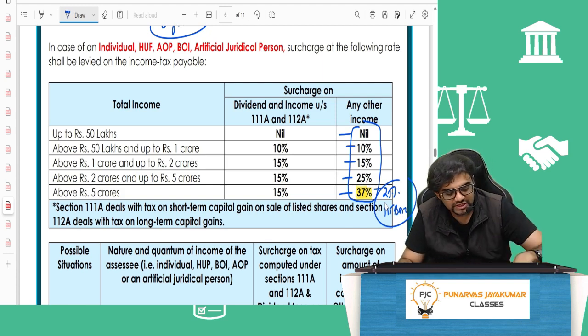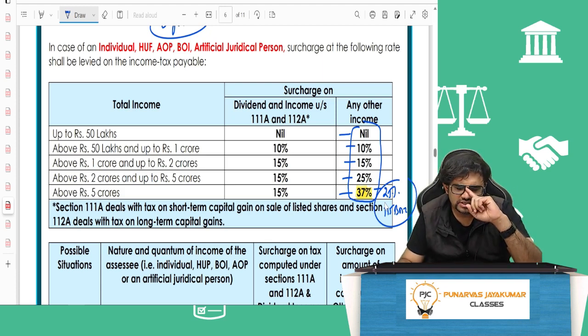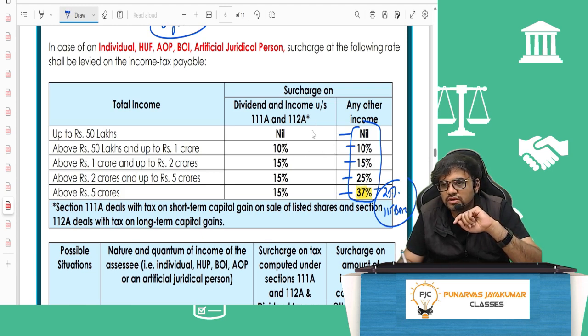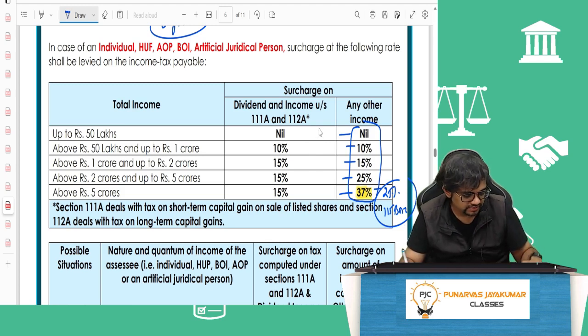We have seen the FM speech. And she has very clearly mentioned that the highest surcharge rate will be 25% for only the new regime. Which means if you are a person earning 10 crores and all, for you it is better under the new regime, 115BAC. Why? Because your surcharge from 37% is reduced to 25%. If you do the calculation, you will feel this is better. So up to 50 lakhs, nil. Above 50 lakh and up to 1 crore, 10%. Above 1 crore up to 2 crore, how much? 15%. Above 2 crore up to 5 crore, 25%. Above 5 crore, 37%.